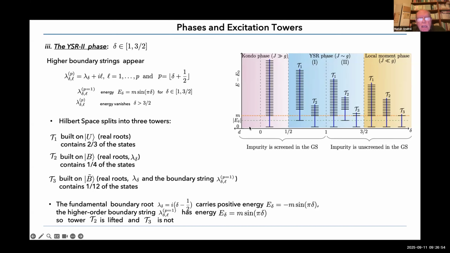Now, the lambda in this regime has negative energy, so tau 1 is moved up, T1 is moved down, and when we have all three towers, the energies cancel, and again tower T3 is moved down. So the fundamental boundary string lambda delta carries positive energy in this regime of delta. E delta is minus m sine pi delta.